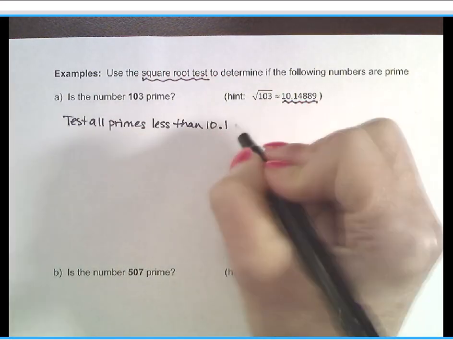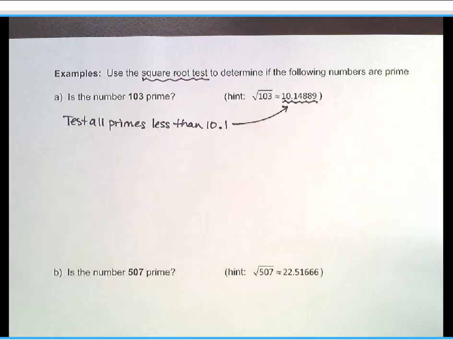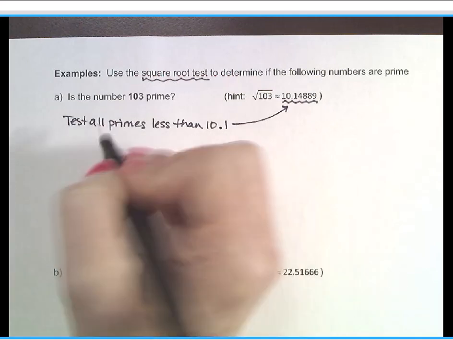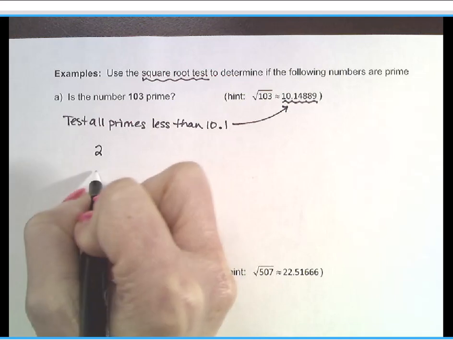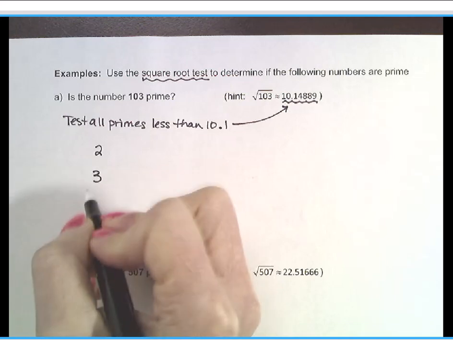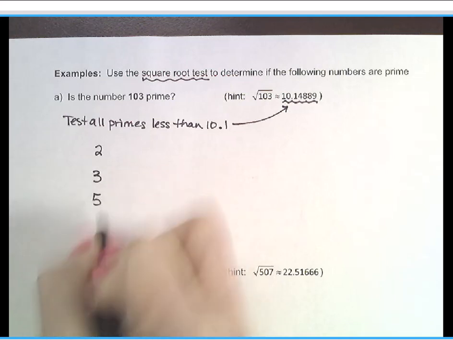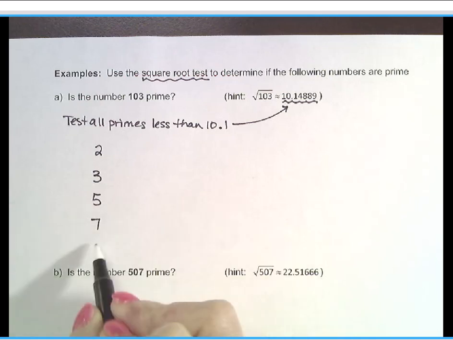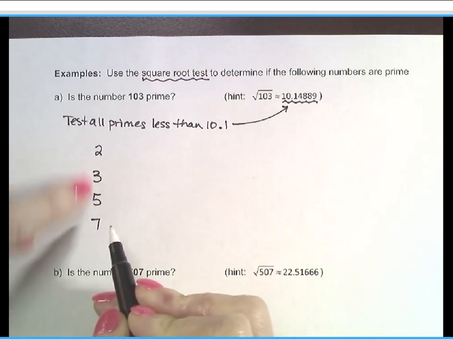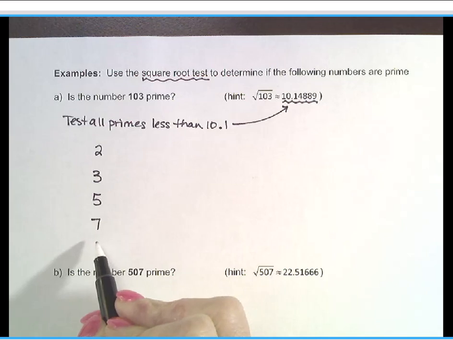So I need to test all of the primes that are less than 10.1. So let's think about this. What are the prime numbers less than 10? Essentially, there's 2 and 3 and 5 and 7. A lot of times students like to add 9 because you start thinking about odd numbers. But y'all remember 9 is not prime.